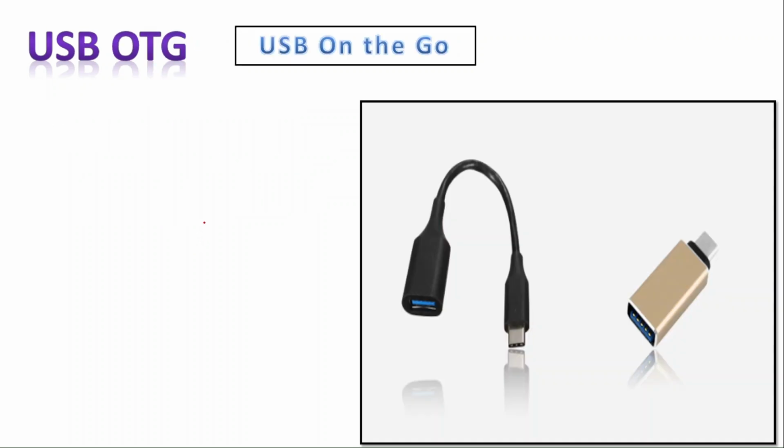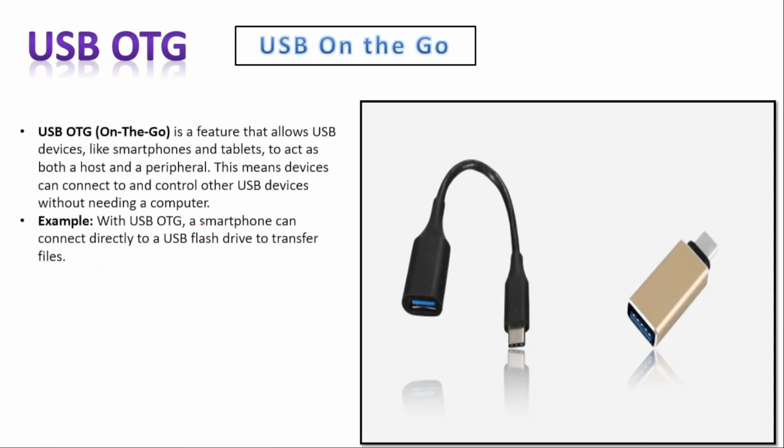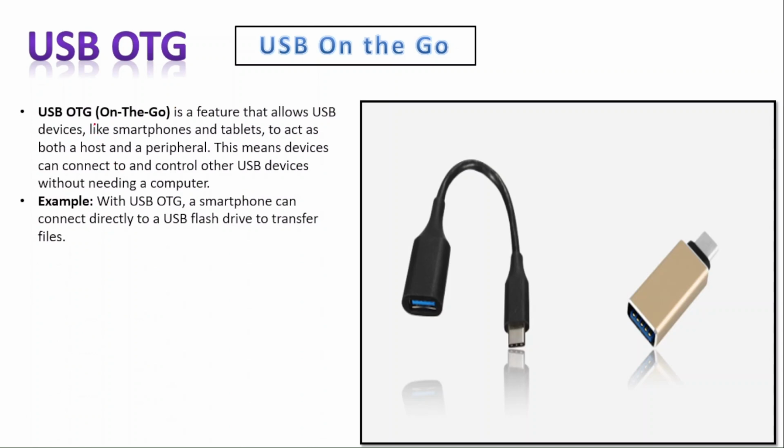USB OTG, that is USB On-The-Go. So USB OTG, or USB On-The-Go, is a feature that allows USB devices like smartphones and tablets to act as both a host and a peripheral. This means devices can connect to and control other USB devices without needing a computer. Example, with USB OTG, a smartphone can connect directly to a USB flash drive to transfer files.